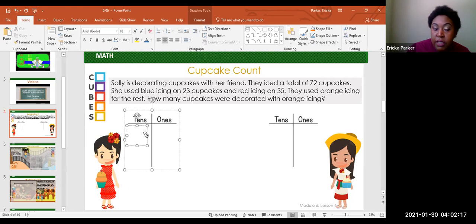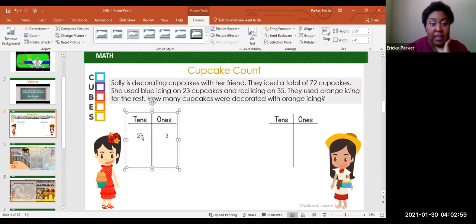And as you can see, both little girls in the pictures are holding up cupcakes. All right, so they said that they iced a total of 72. So we know that 72 is our number that we could possibly be working with right now. However, we can actually use the tens and the ones chart to help us look at it a little bit further. Right now we've got 2 tens and 3 ones.